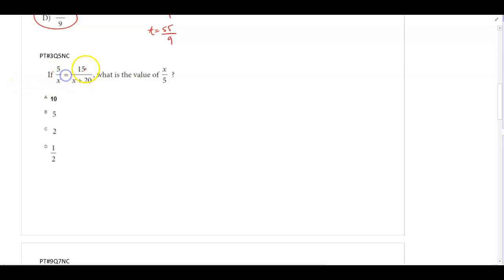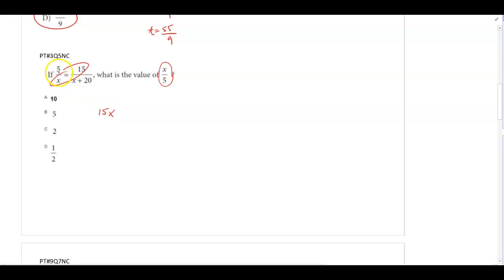if 5 over x equals 15 over x plus 20, what is the value of x over 5? So in this problem, you have to solve for x first, then plug it back into x over 5 to find the value. Do not solve for x and stop and answer the question. Go and look at the final answer. You have to plug x back in. So fraction equals a fraction, I'm going to cross multiply.